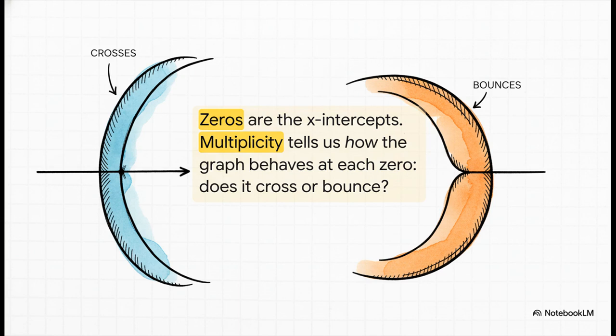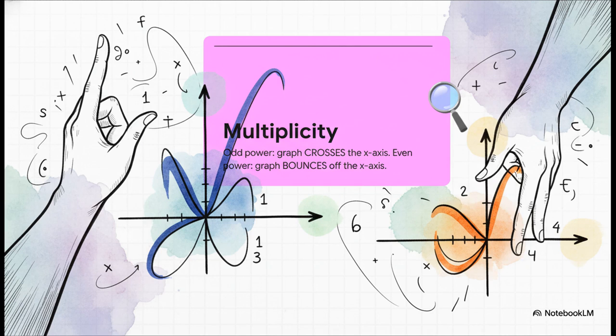Finding the zeros is pretty straightforward. It's just finding the x-intercepts, where the graph hits the x-axis. But the real secret sauce here is multiplicity. This tells us how the graph behaves at each of those points. And this is the key difference right here. If a zero has an odd multiplicity, like 1 or 3, the graph just slices right through the x-axis. But if it has an even multiplicity, like 2 or 4, the graph comes down, just kisses the axis, and then bounces right back off. This whole cross versus bounce idea is the secret to getting the shape right.